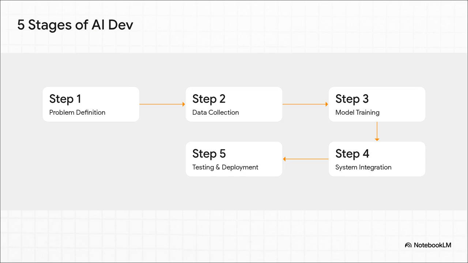So what does this blueprint actually look like? Well, it breaks down into these 5 core stages. And trust me, the order here is absolutely crucial. You can't train a model if you don't have data, right? And you can't collect the right data if you don't know what problem you're trying to solve. It all flows logically from one step to the next. This is our roadmap for the whole project.